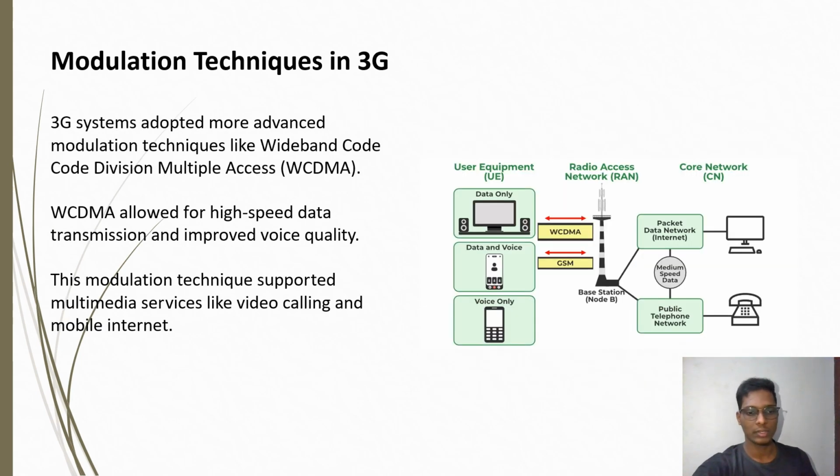Modulation techniques in third generation. Third generation systems adopted more advanced modulation techniques like wideband code division multiple access (WCDMA). WCDMA allowed for high-speed data transmission and improved voice quality. This modulation technique supported multimedia services like video calling and mobile internet. In the figure you can see the modulation techniques in third generation.